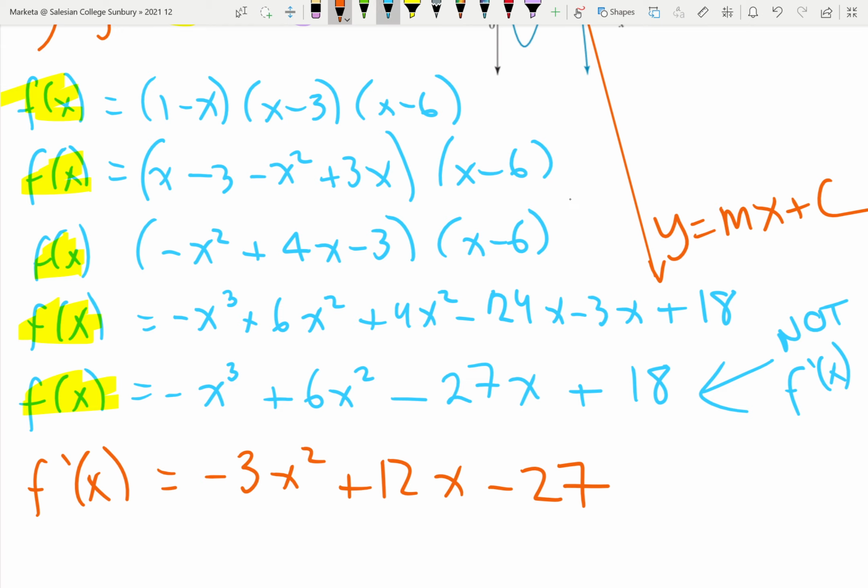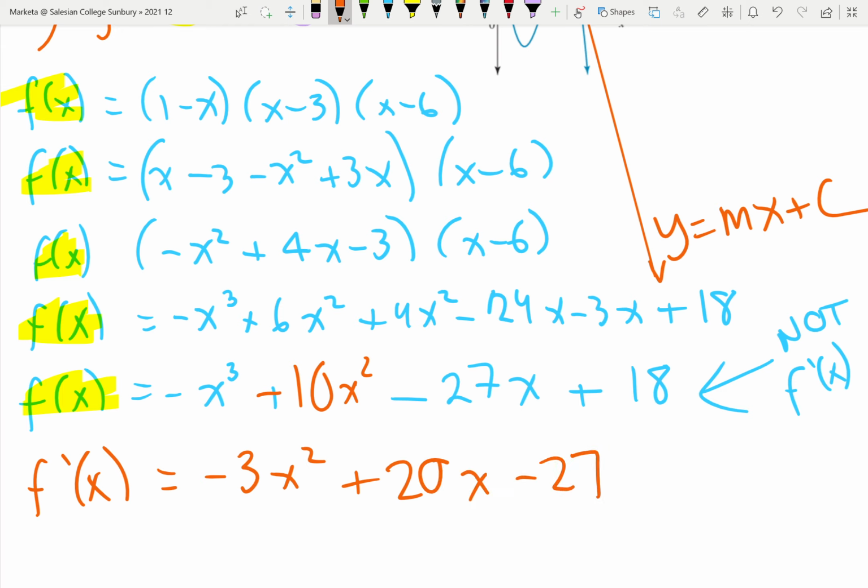Oh, I think I've done something weird there. That's not 6x squared, it's 10x. Sorry, hold on, I've messed that up. So I should get neg 3x squared. Yep, 2 times 10 is plus 20x, minus 27. Yeah, that's better.